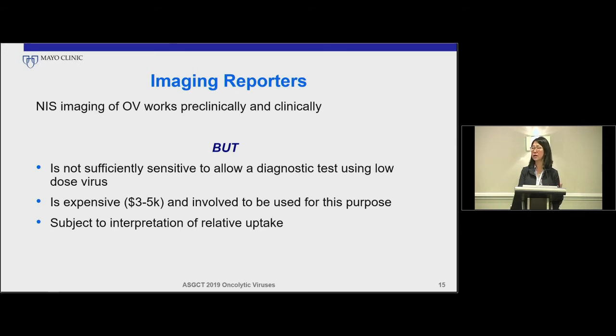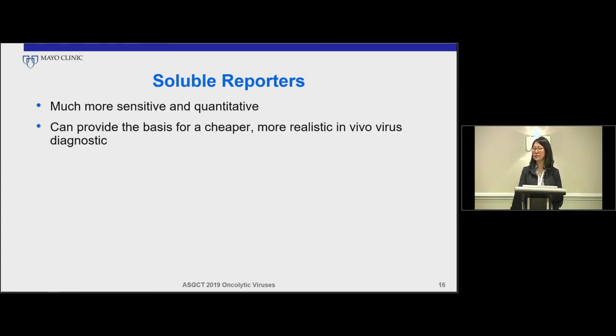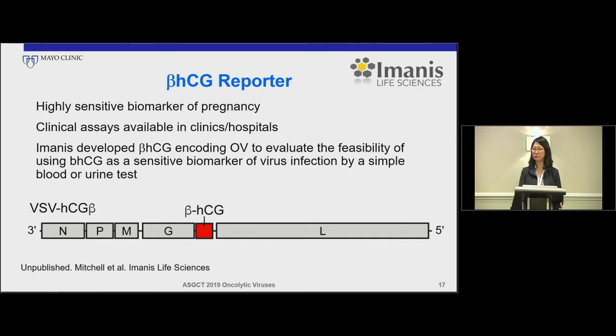NIS imaging, and there's a lot of training to do to the radiologists despite their familiarity with thyroid uptake studies. So it is also subject to site interpretation of the relative uptake. Is it bright enough? Is it not too bright? So maybe soluble reporters are a much more sensitive and more quantitative way to go, and it will be easier and cheaper and more realistic to implement as an in vivo virus diagnostic.